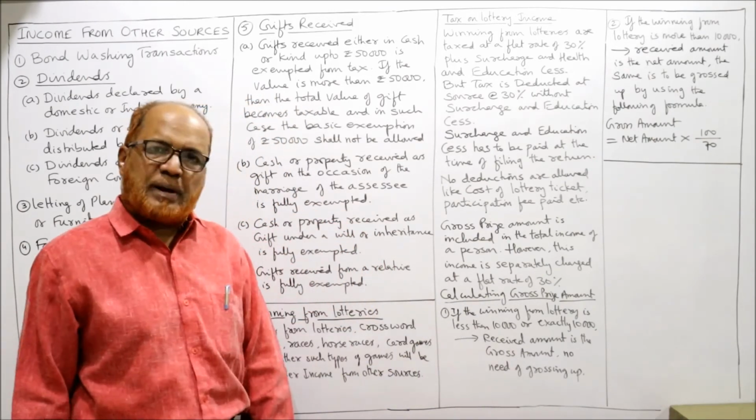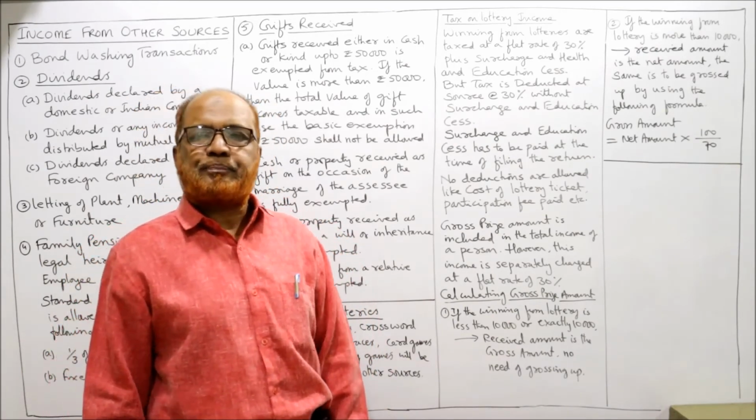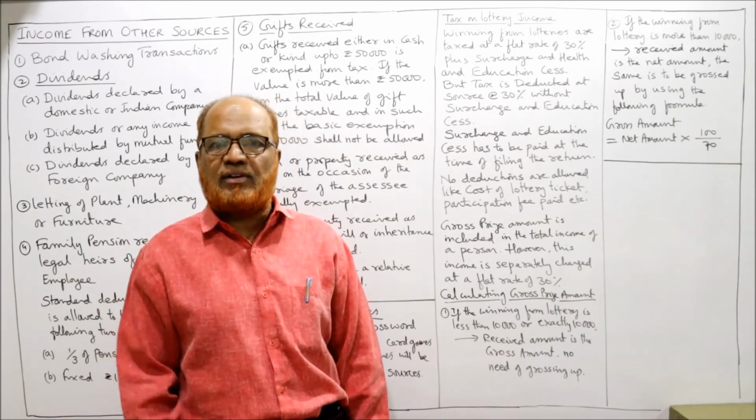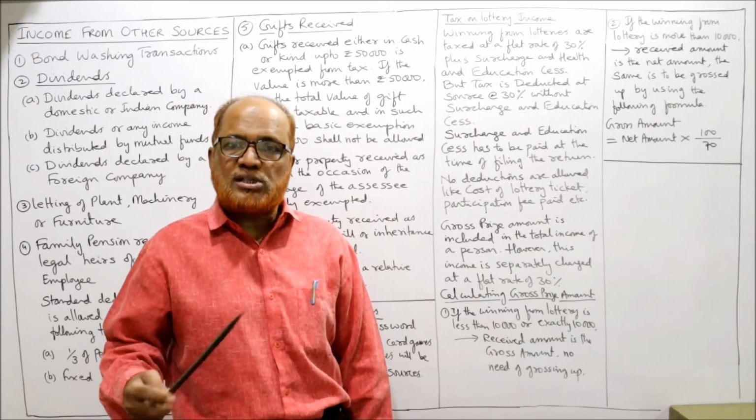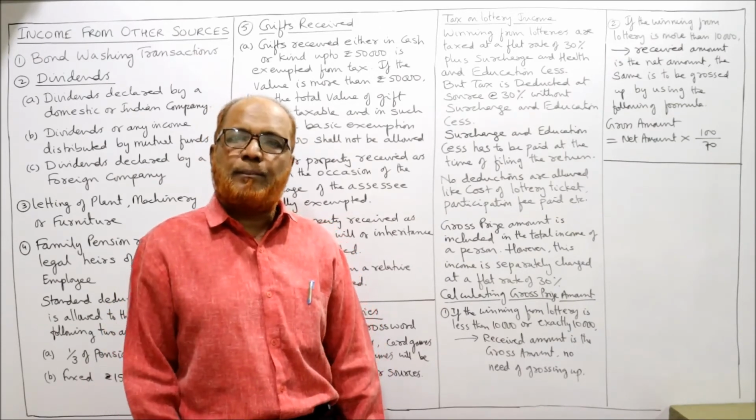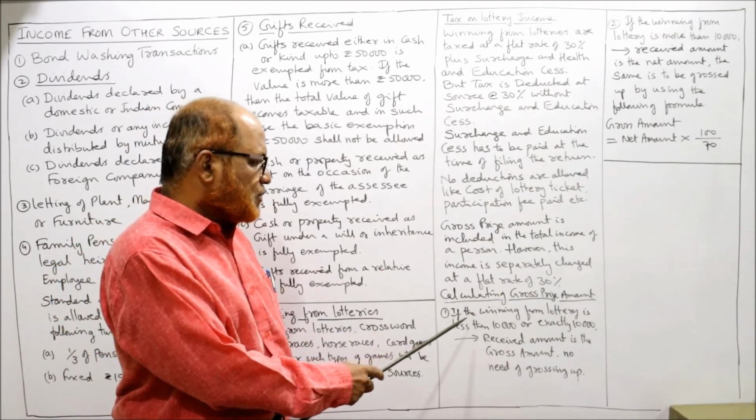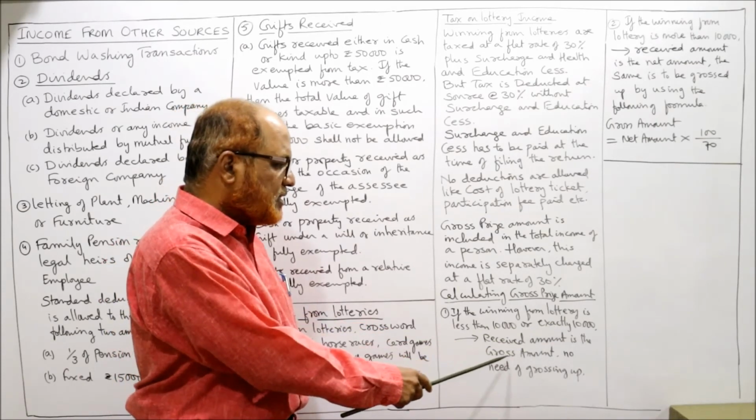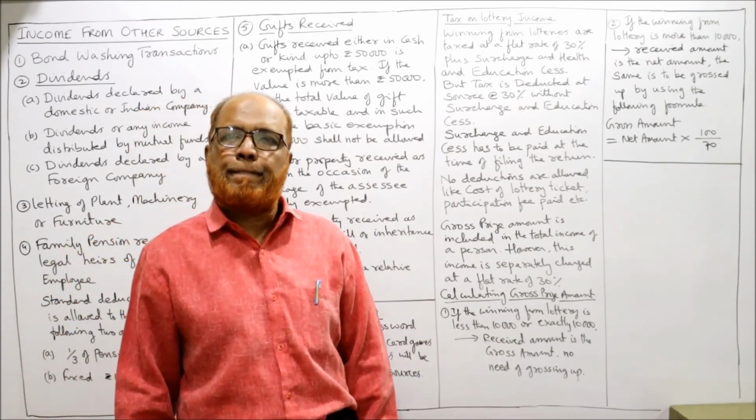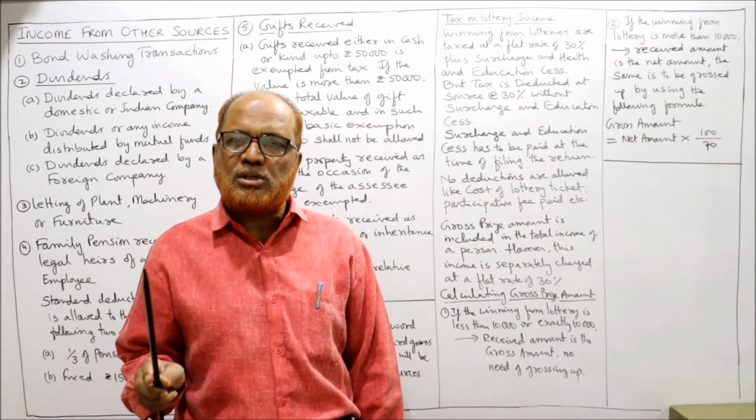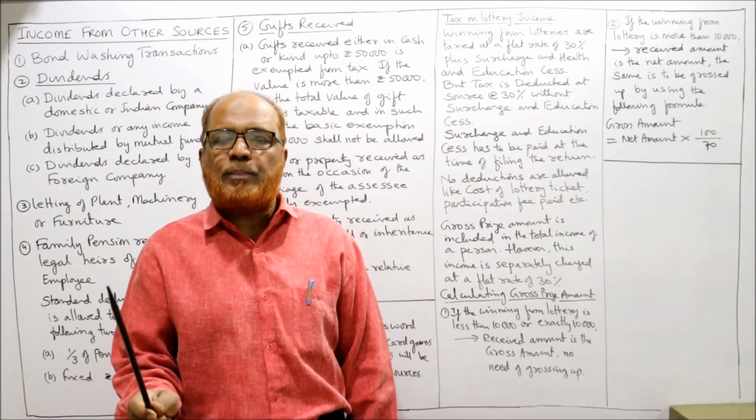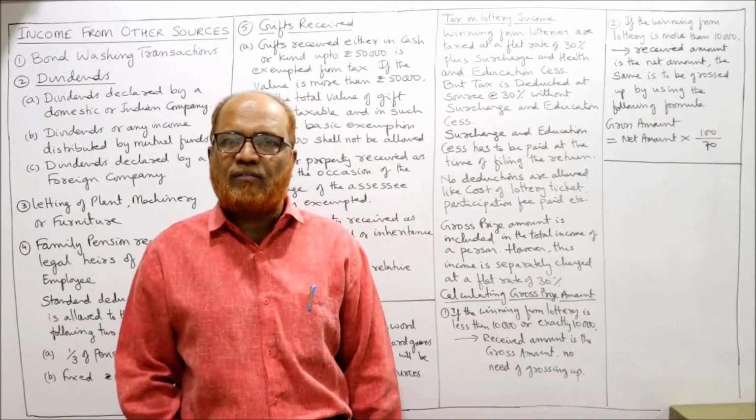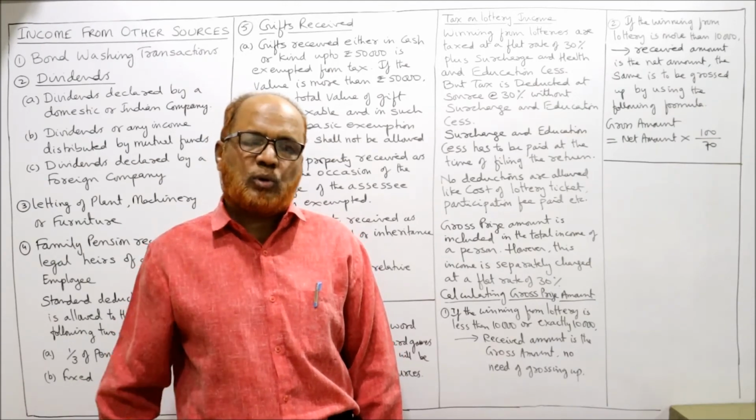Now, calculating the gross prize amount. Sometimes in the problem, the gross prize amount will not be given. The winning from lottery received is given. So we have to gross it up, and the gross amount should be taken under income from other sources. So calculating the gross prize amount, if the winning from lottery is less than 10,000 or exactly 10,000, the received amount is the gross amount, no need of grossing up. Whatever prize amount is given, the same prize amount will be the gross amount. No need of any grossing up if the amount is up to 10,000.